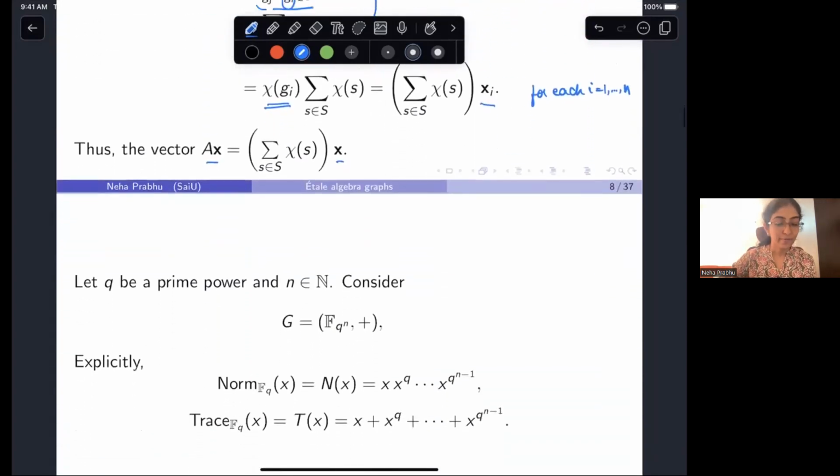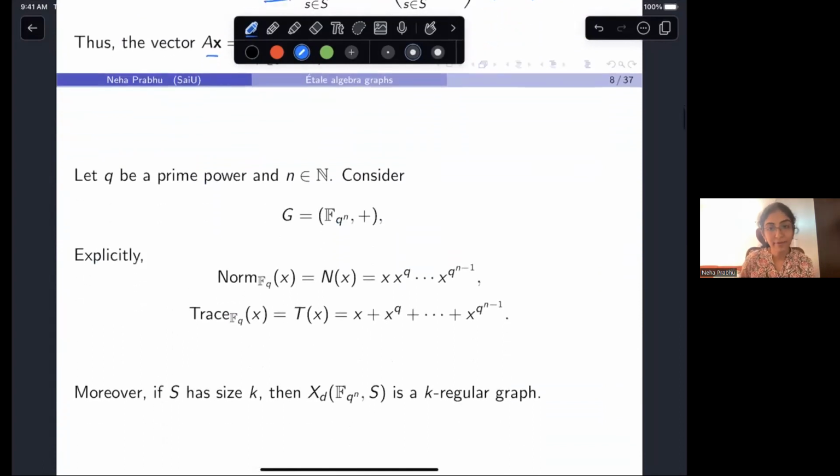Okay, so now we will focus on a specific group coming from finite fields. Let Q be a prime power and N be a natural number. And you look at FQ^N, the degree N extension over FQ, and you look at this group as an additive group. There are two ways to start from an element in here and to go back to the base field. One is the norm and one is the trace.